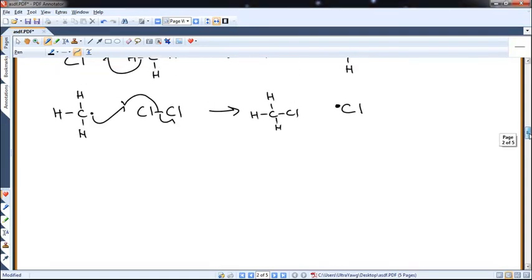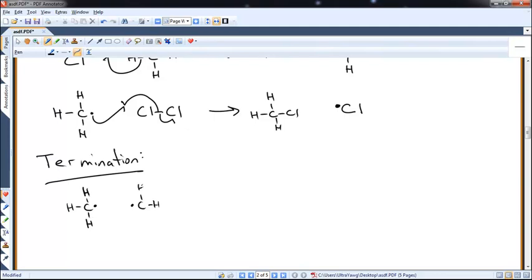Anyway, occasionally when you have two radicals or many radicals floating around the solution, they can find each other, and when that happens, you get the termination step. So termination, underline. You can have two of the carbon radicals find each other. Again, this is just random. So radical, radical. Things are floating around. You don't really have good control over what's happening. Kissing arrows. Mwah. And you get a molecule of ethane.